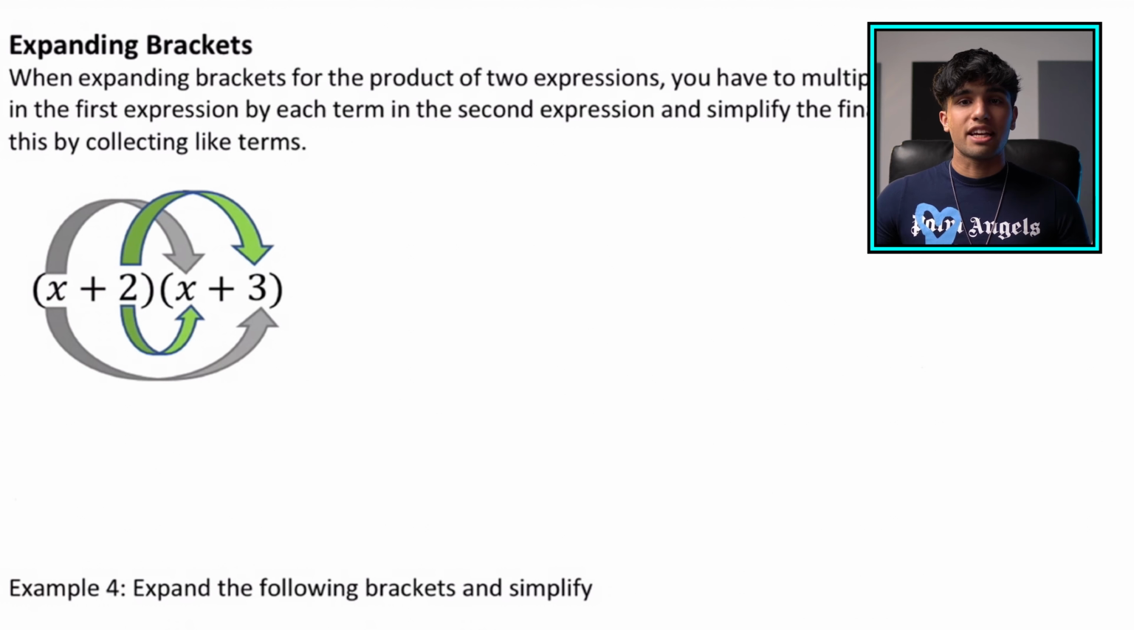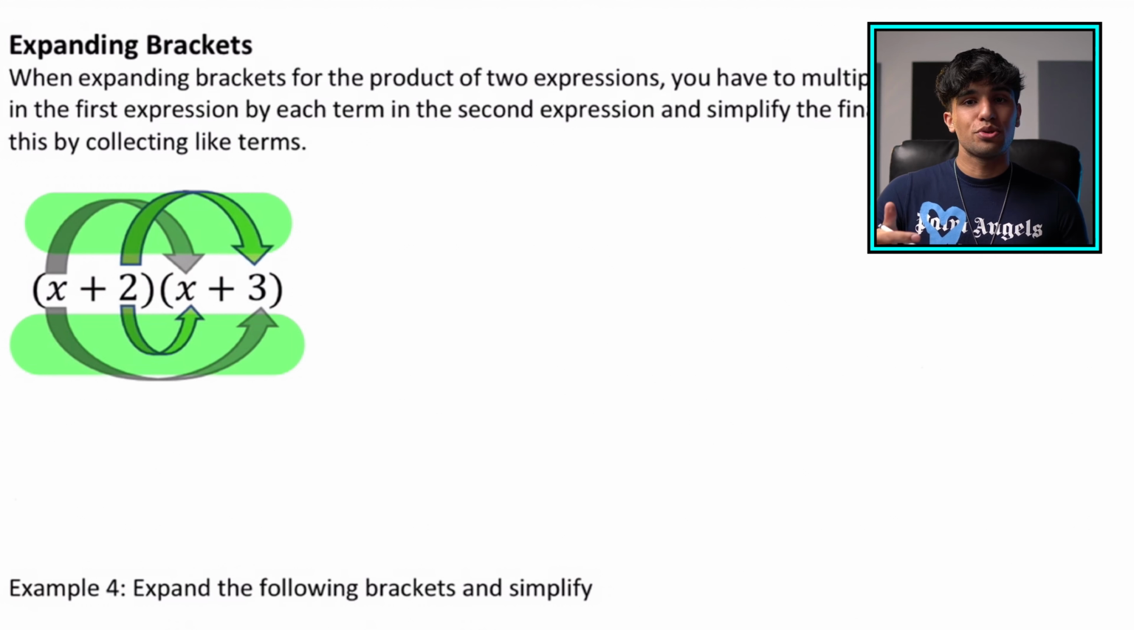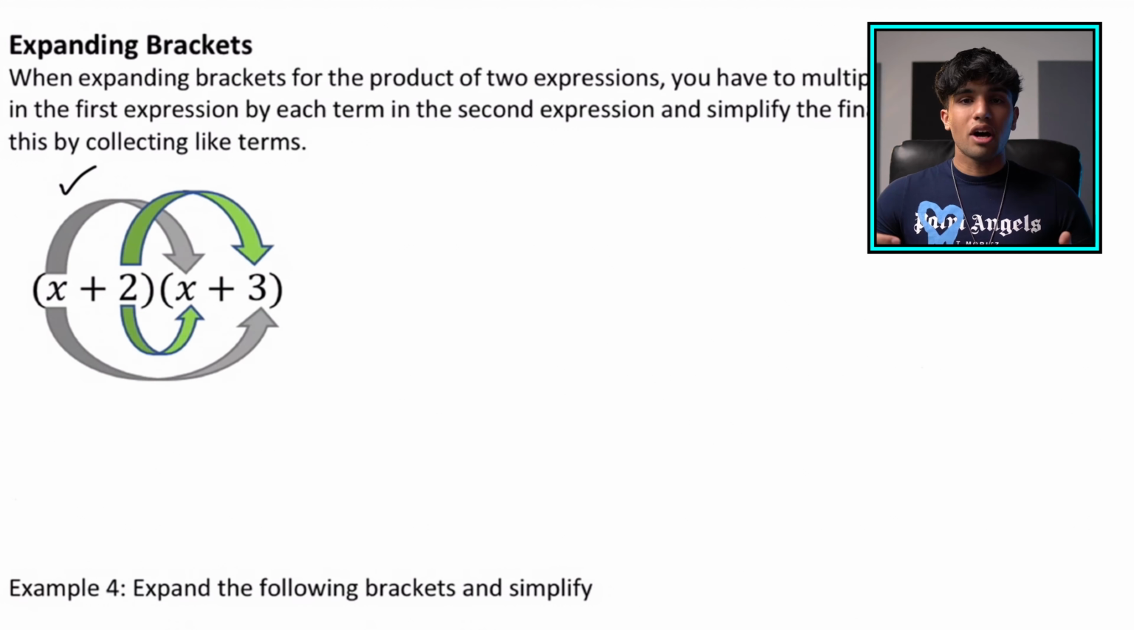To expand brackets, you have to multiply each term in our first bracket by each term in our second bracket. An easy method for you not to forget any terms is to draw these handy arrows on your question. They tell us what we need to multiply and we can tick them off as we go along. So for this question, x plus 2 times x plus 3, we can look at our first arrow first, and that tells us to do x times x, giving us x squared.